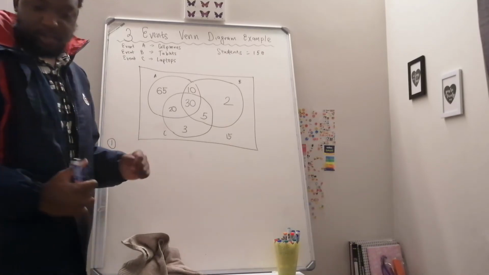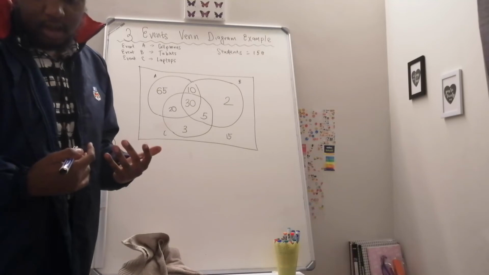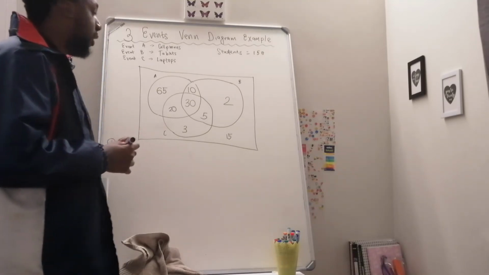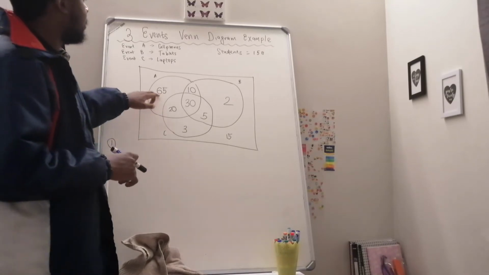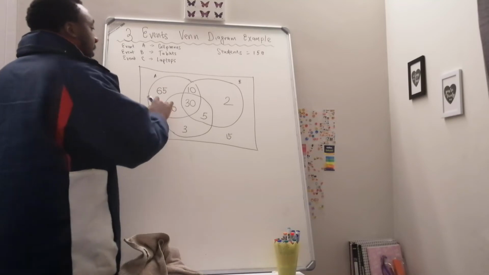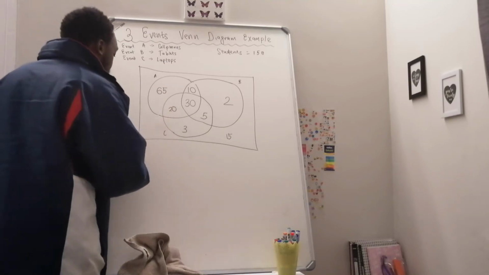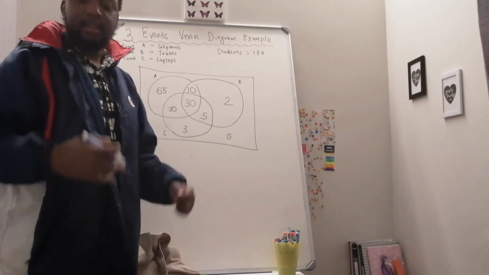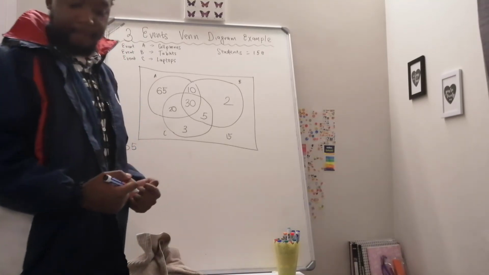So the first question wants to find the students that only use phones, right? The students that only use phones is this area where A is by itself. We already calculated it, you just need to write it down there. It's just 65, all right?